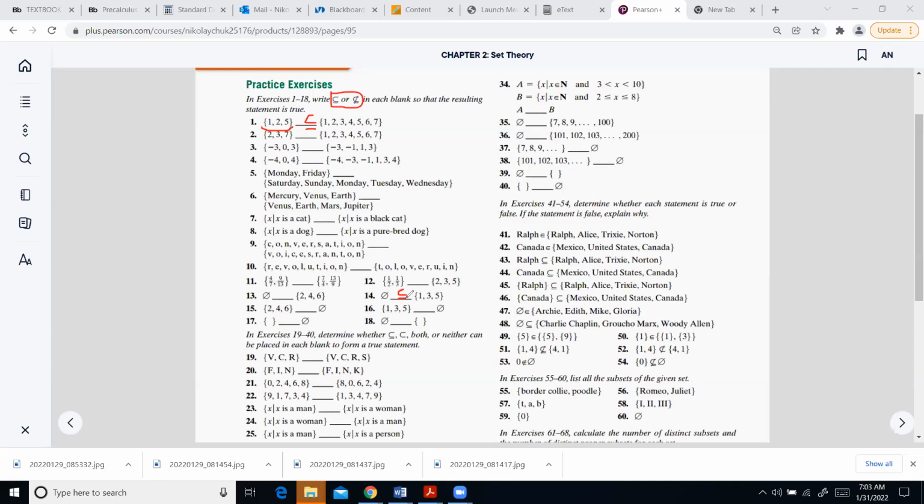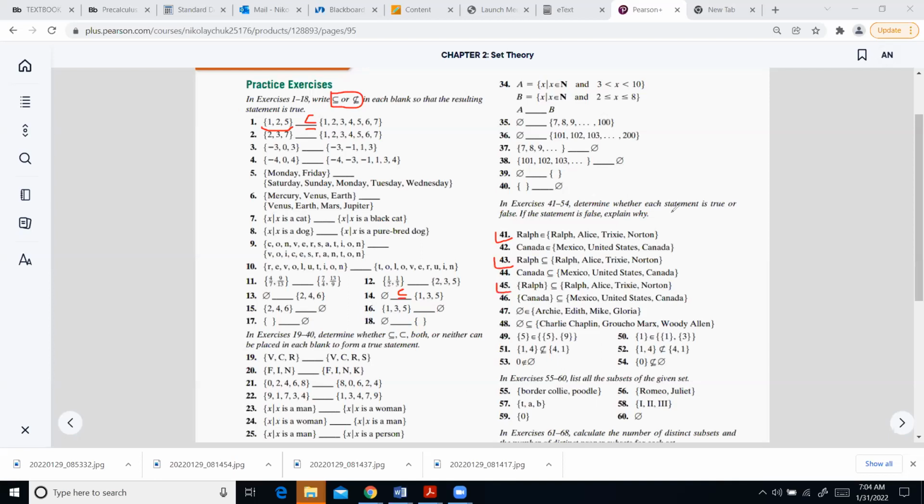Professor, sorry to interrupt. Can you explain the difference between exercise 41, 43, and 45, please? Sure. The Ralph, please. Thank you.